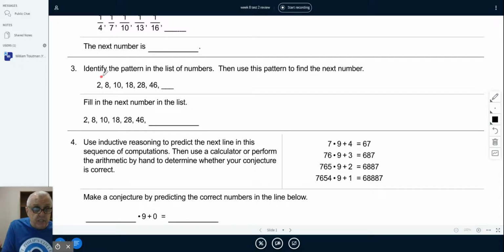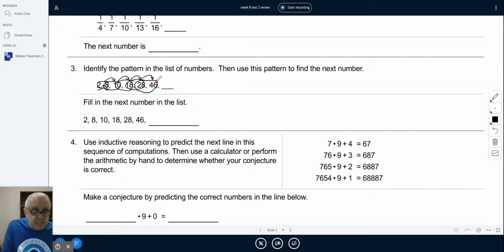So if you look at this, I try to identify the pattern. Well, 2 to 8, 8 to 10, 10 to 18. Oh, I think I see it. Look at this pattern. If I add these two up, I get this one. Next, if I add these two up, I get this one. So if you add the previous two up, 10 and 18 is 28. 18 and 28 is 46.